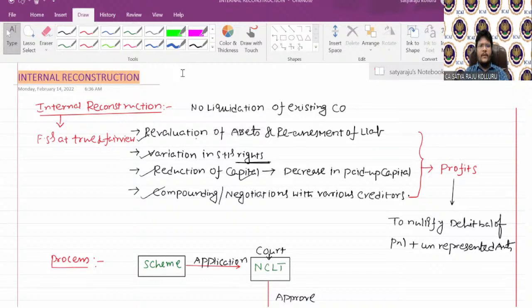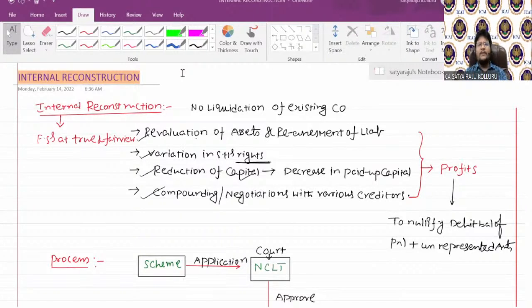The main difference between the two methods is that in case of external reconstruction, liquidation of the existing company occurs. But in case of internal reconstruction, without liquidation of the existing company, we internally change the entire affairs to show a true and fair view. So what exactly happens in internal reconstruction? There is revaluation of assets and reassessment of liabilities, variation in shareholders' rights, reduction of capital, or compounding or negotiations with various creditors.